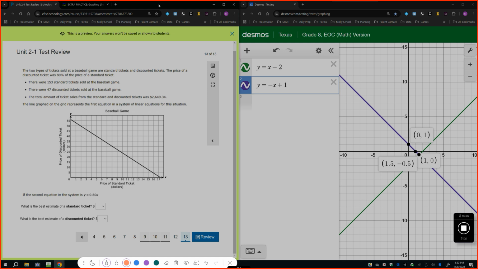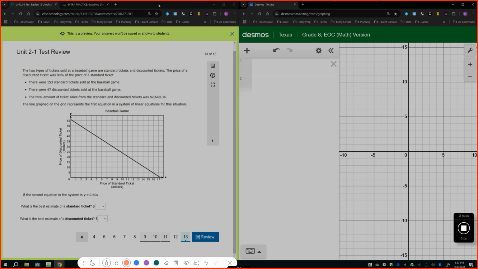Okay, so this is a tricky question. I do not love this question. There's a couple of ways you can solve this, but they gave me a line that's already graphed. So what I'm going to do is start plotting points. They gave me a line that's already graphed with all this information, and down here they say the second equation is y equals 0.80x.